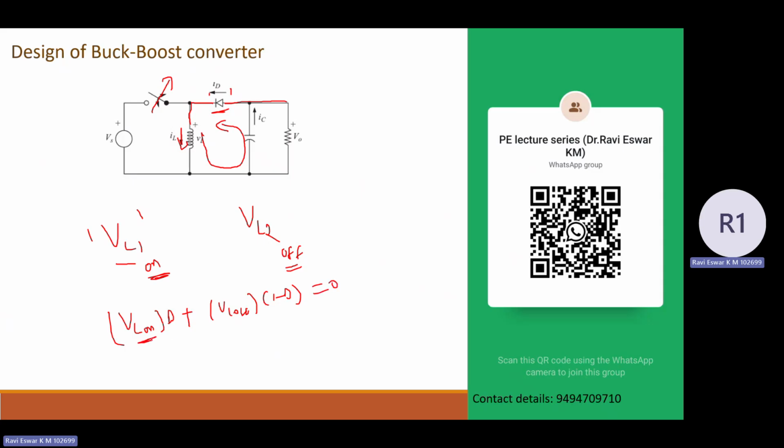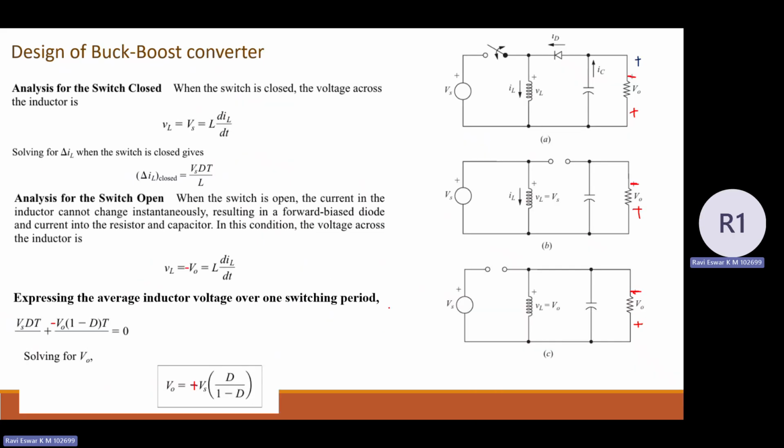So try to apply KVL and try to find VL on. Apply KVL and try to find VL off during mode 2. In mode 1 you apply KVL, try to find VL on. In mode 2 you apply KVL, try to find VL off. Then you can get the relation between output voltage and input voltage. You can check this here. During mode 1, I can write VL equal to VDC, or here, VS.